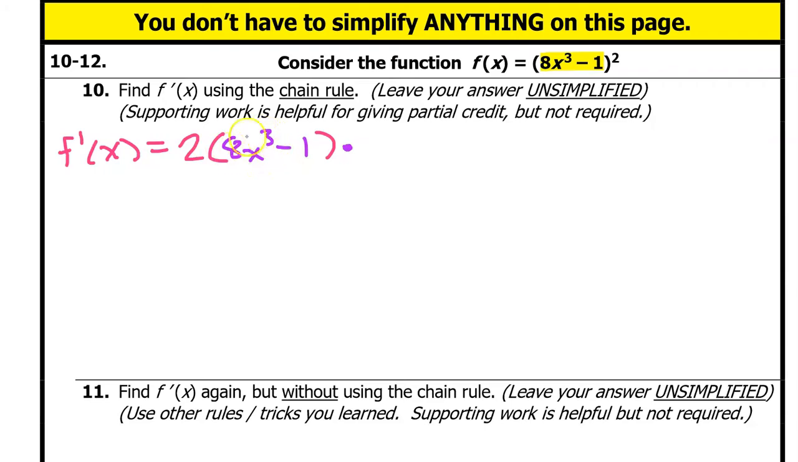So using the power rule, 3 times 8 is 24. I reduce this exponent by 1. The derivative of a constant is 0, so I write nothing. So that's it. This is the derivative.